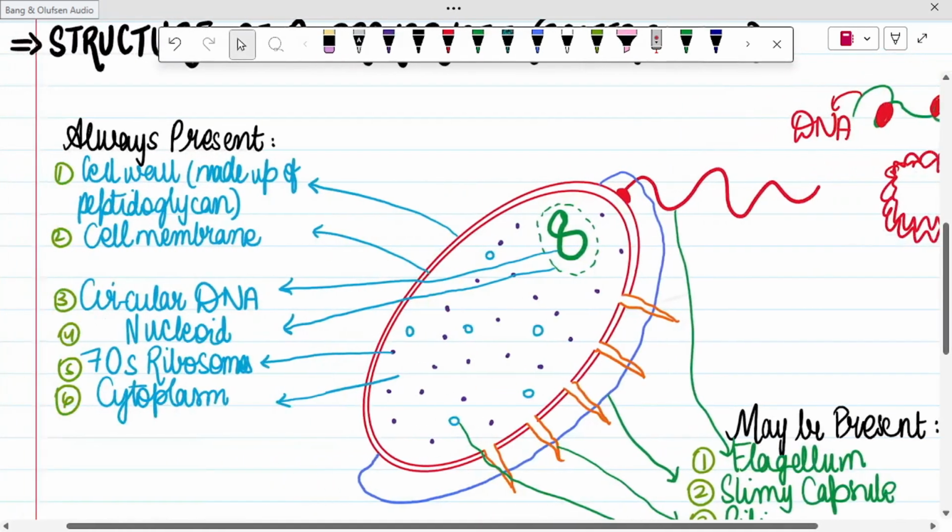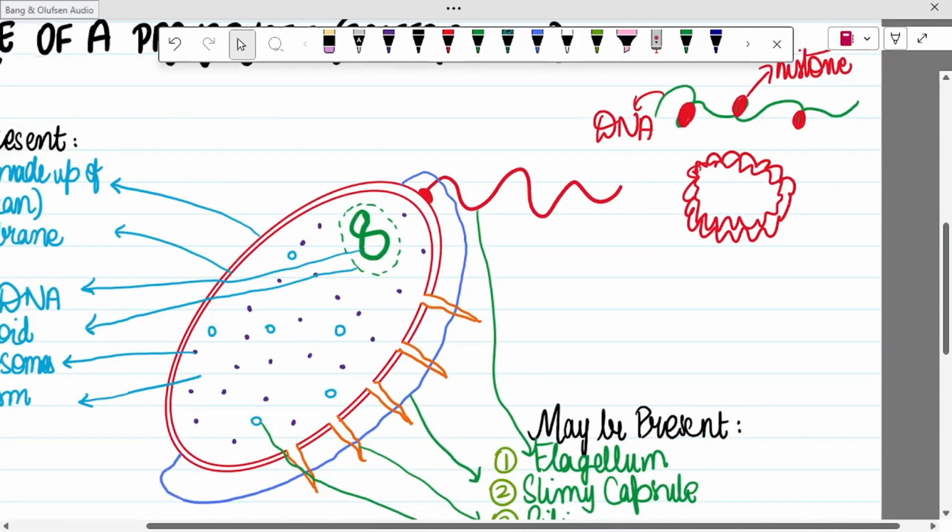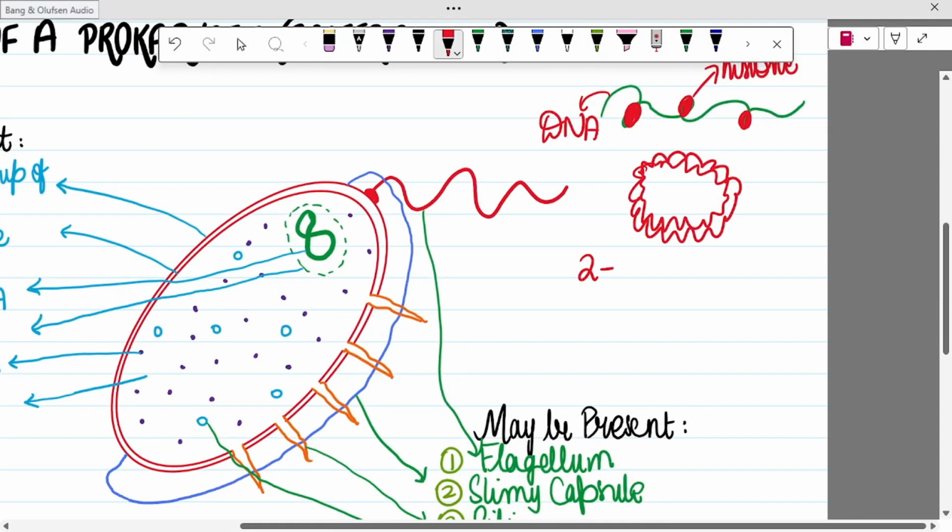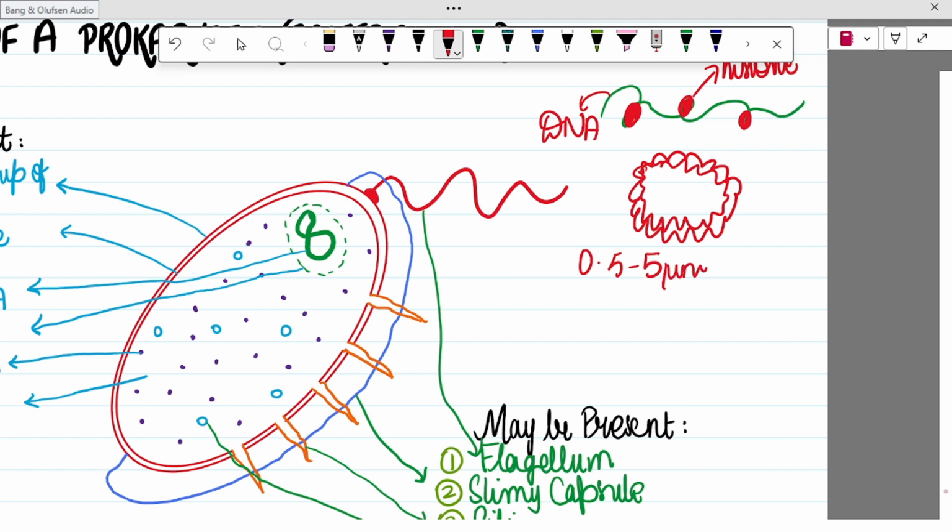The size of your prokaryote, it ranges from 0.5 to 5 micrometer. This is the basic range of your prokaryote. ये आपको याद होनी चाहिए. This is asked in paper 1.